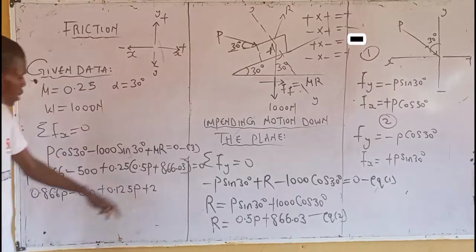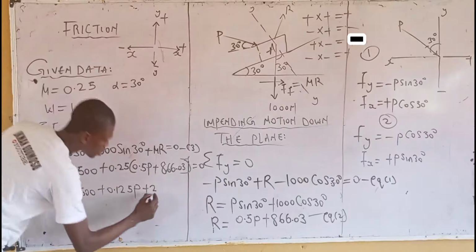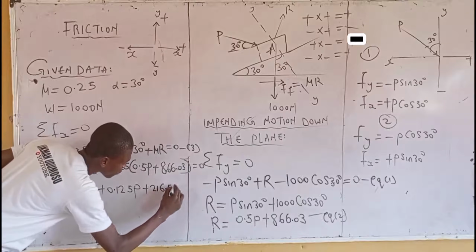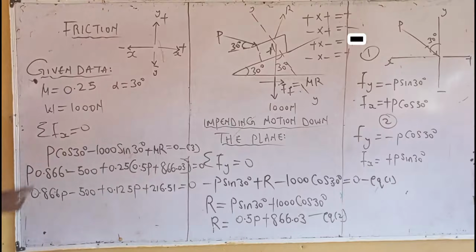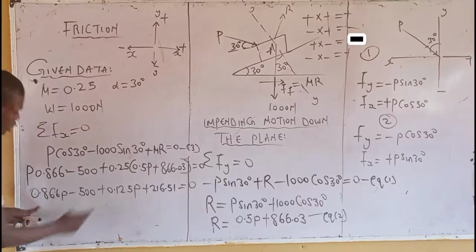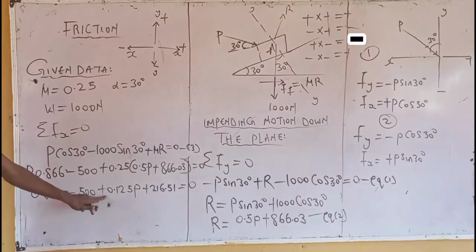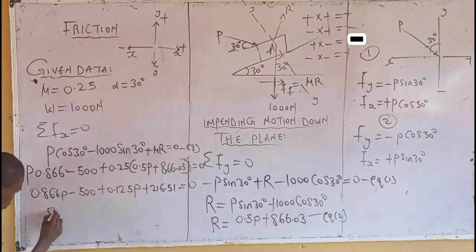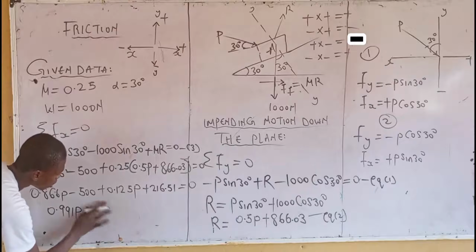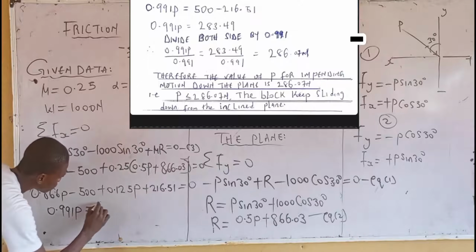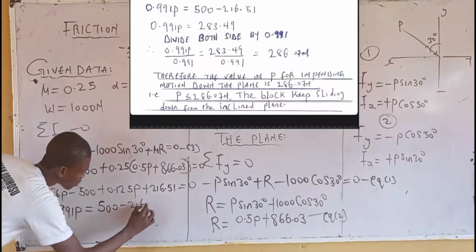Now from here you have that. So now what's the value? 216.51. That's all. This equals 0. Now you only have one unknown variable in this equation, p. Then you can make p the subject of the formula. This plus this, what do you have? 0.866 plus 0.125, that's 0.991p equals 500 minus 216.51.